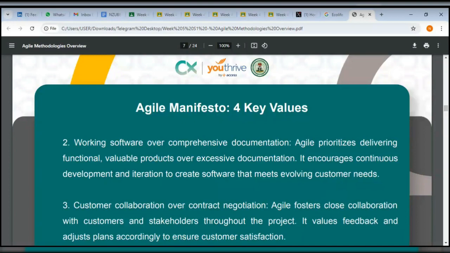So if there is a collaboration meeting that is scheduled, you cannot cancel it because you need time to do your documentation. In the scale of things, documentation places nowhere near a working software. So it says here, Agile prioritizes delivering functional, valuable products over excessive documentation, clearly stated. It encourages continuous development and iteration to create software that meets evolving customer needs.